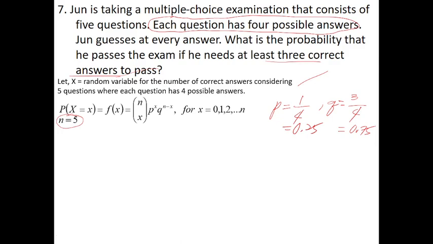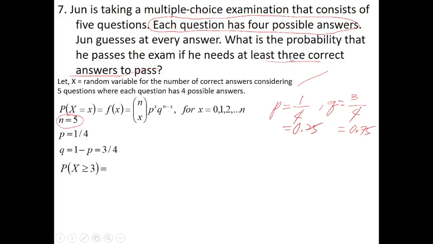In every question, so we have, in effect, 5 trials. Right? Because every question is considered a trial. If you have 5 questions, you have 5 trials. And in those 5 trials, it is possible that all are correct, of course. So P is 1/4, P is equal to 1/4, and Q is equal to 3/4.